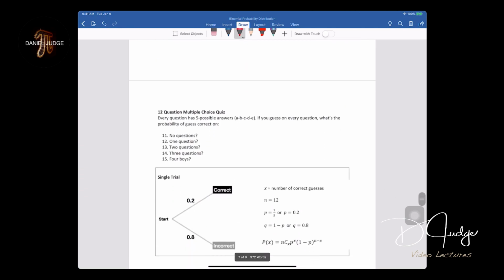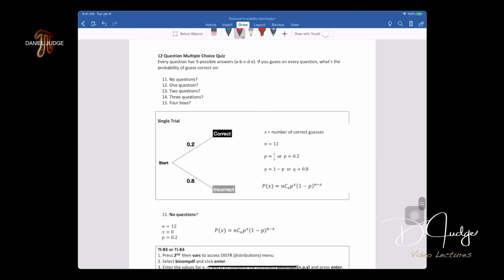I'm going to even ask you guys to take a look at question 12. Here's an example where P is not equal to Q. And it's a classic question. It's a multiple choice question. In this setting, what you have here is a 12-question multiple choice test. What that means here is n equals 12.